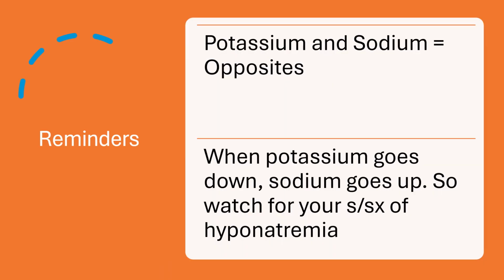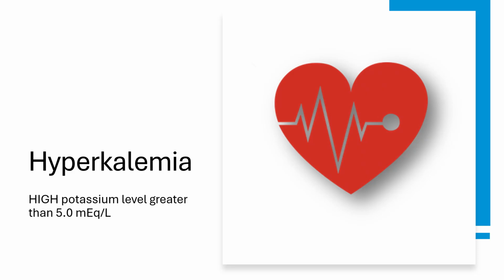These are just some reminders. Your potassium and sodium are opposites. So when potassium goes down, sodium goes up. So watch for your signs and symptoms of hyponatremia. So the next one we're going to talk about is hyperkalemia. So this is a high potassium level, greater than 5.